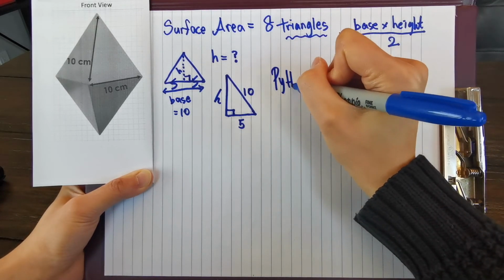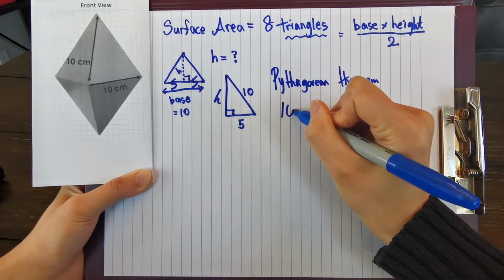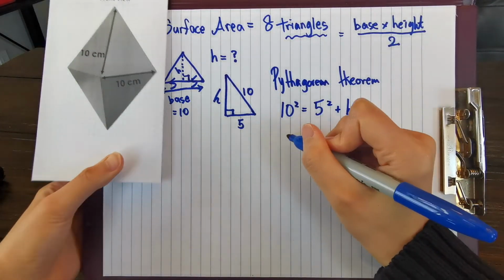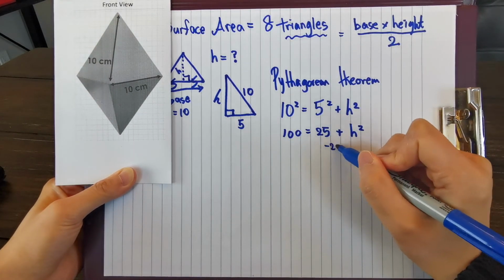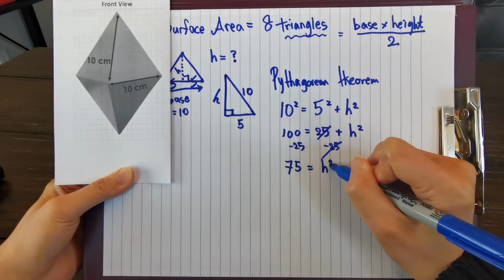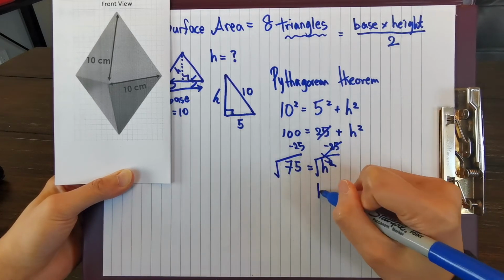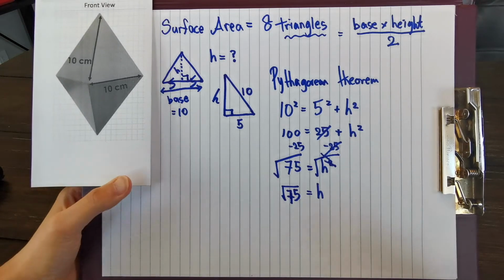According to the Pythagorean theorem, the longest side squared is equal to the sum of the 2 other sides squared. Now to solve for h, rewrite 10 squared as 100 and 5 squared as 25. To isolate h by itself, subtract 25 from both sides of the equal sign, that leaves us with 75 equal to h squared. Then take the square root on both sides to undo the square on h. h is the square root of 75.